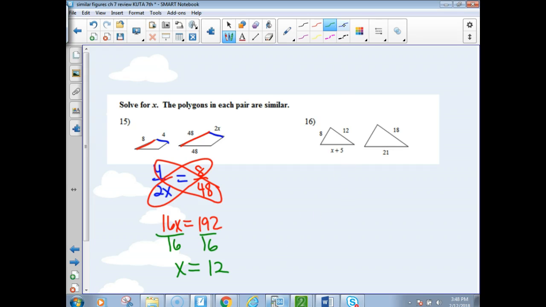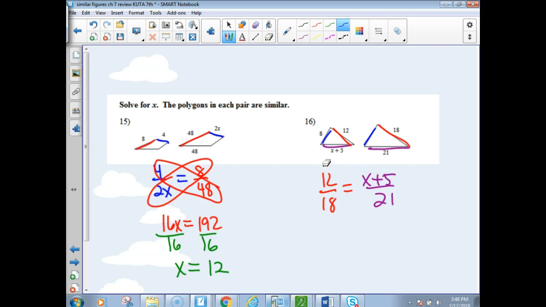All right, and then I think we're getting close to the end here. Short side to short side I can't do because there's no number on the short side of the other figure. So let me go to medium and medium. Or are those longer? I'm not sure. 12 is to 18. As I did first figure to second figure, x plus 5 is to 21.